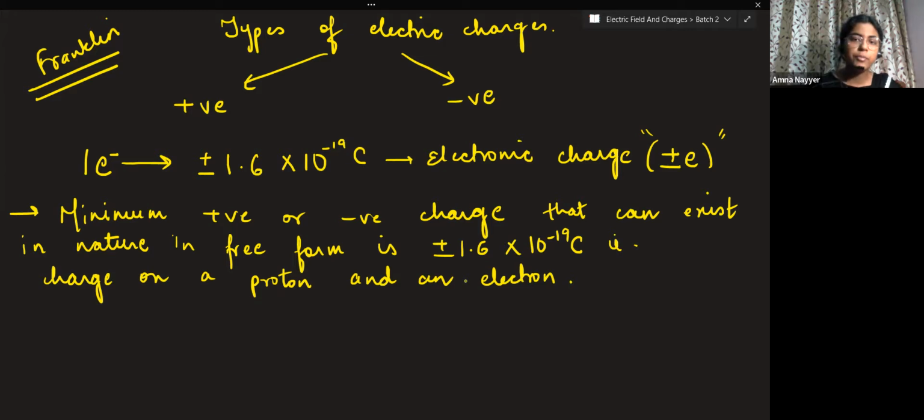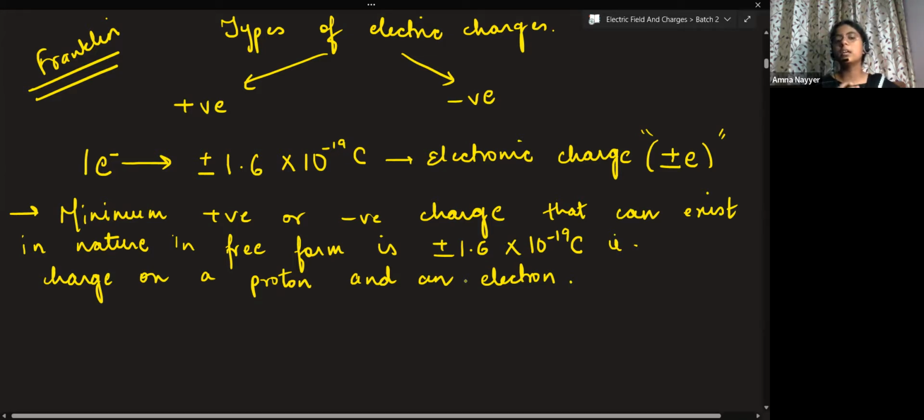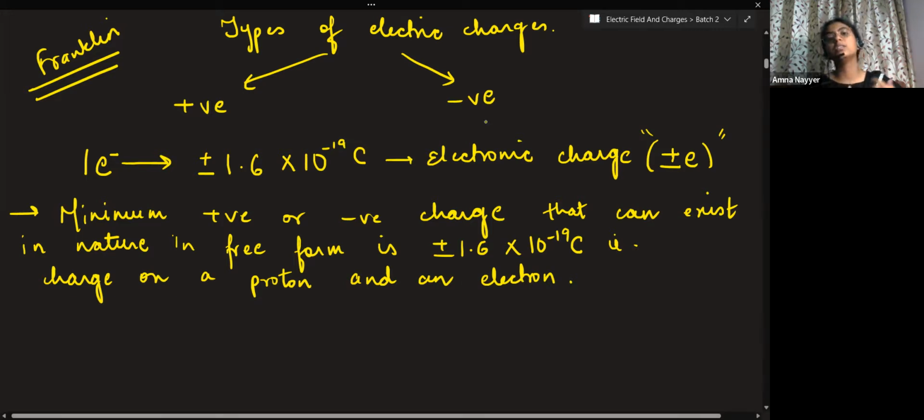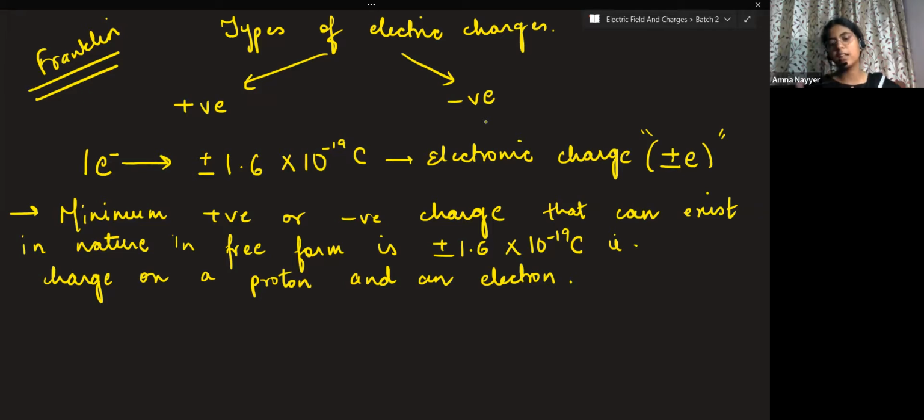Now just tell me, if any quantity is rich in positive charges, we say the body is positively charged, and if the body is rich in negative charges, we say the body is negatively charged. Just tell me, if the number of positive charges and the number of negative charges are both equal, then what do I say? Is the body positively charged? Is the body negatively charged?